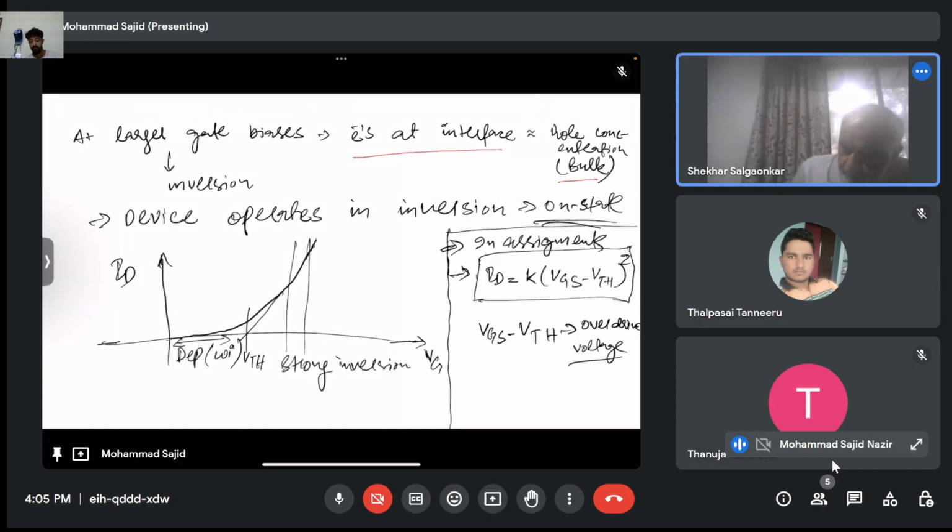We usually say if there are 10 raised power 23 holes per cubic centimeter in the P well, then inversion occurs only if at the interface your electrons have the same concentration, that is 10 raised power 23 per cubic centimeter. And usually when we operate the device, we keep the device in strong inversion.